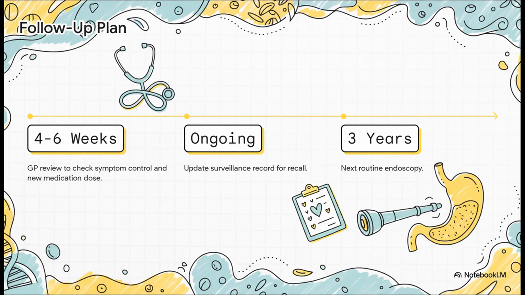And you'll wrap things up by giving him a super clear timeline. Let's book a follow-up in about 4 to 6 weeks to see how he's doing on the new dose. That's your safety net. And then you remind him about the 3-year plan for the next scope. He should walk out of there knowing exactly what the roadmap looks like.